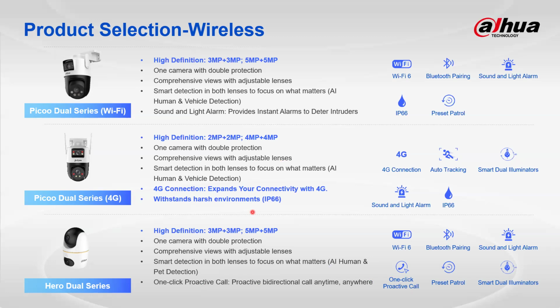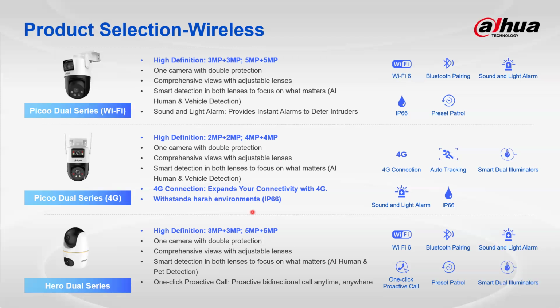The Pico Duo Wi-Fi and the Hero series support Wi-Fi 6, support Bluetooth pairing, and support standard sound and light alarm warning. They are all better protected against water and dust, with IP66 protection levels, and again have the preset patrol function.